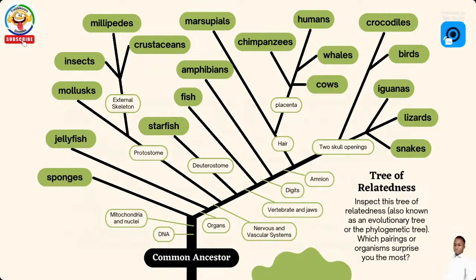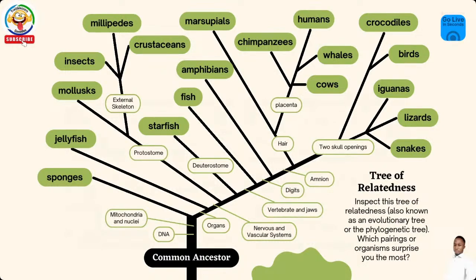Marsupials, that's animals with hair. We have the chimpanzee, human, whales, cows, and so on. Then some organisms have two skull openings, like crocodiles, like birds, also like iguanas, lizards, and so on.